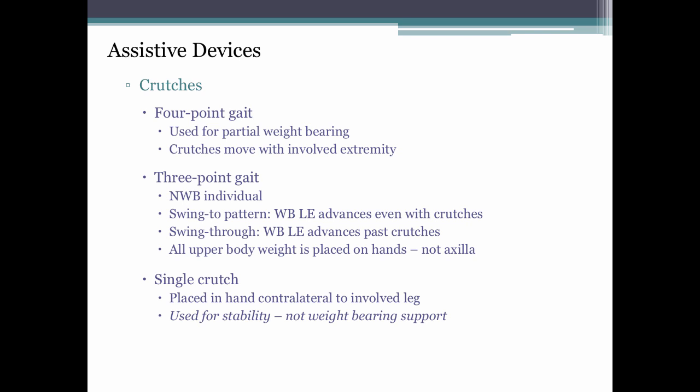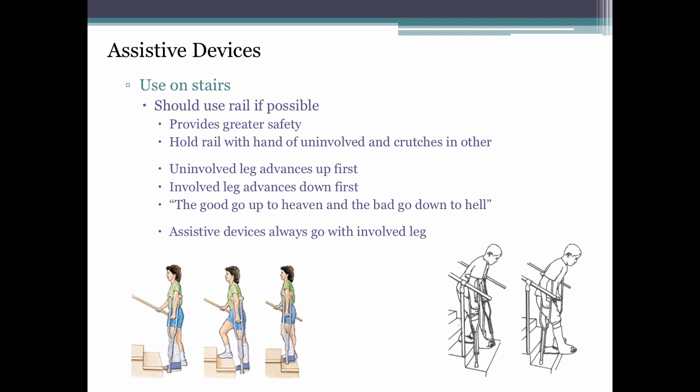A single crutch gives you a little bit more stability than a cane will. But again, it's only used for stability, not with non-weight bearing. So you're not going to take a lot of weight bearing off just using one crutch. And again, it's on the contralateral side. For assistive devices on stairs, use the rail if you can.